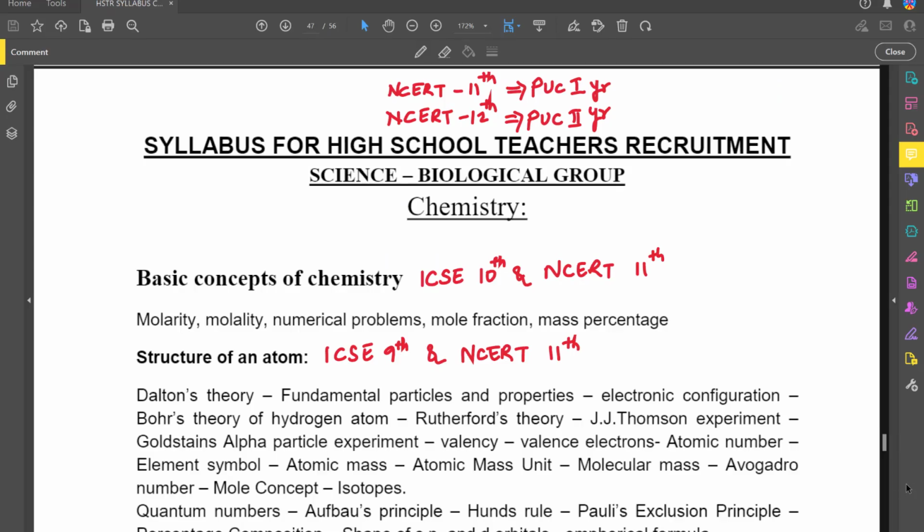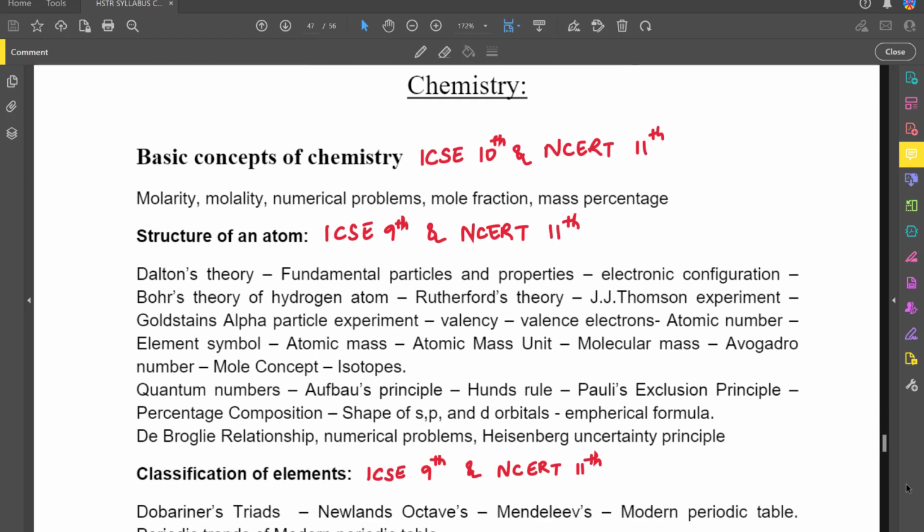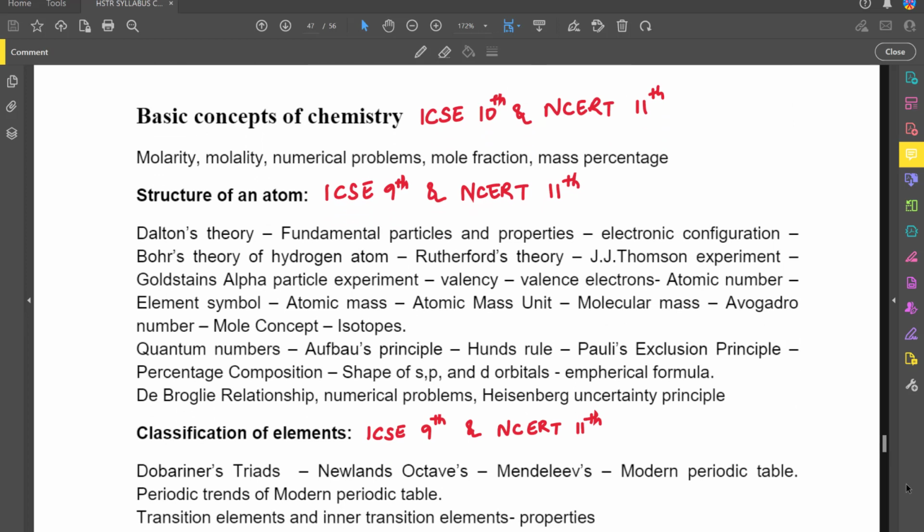Now here, as I already told you, wherever I have written NCERT 11th, it means that I am talking about the PUC first year book. Wherever I have written NCERT 12th, it means I am talking about the PUC second year book. Let us start with the chemistry syllabus first. The first chapter is basic concepts of chemistry. This has molarity, molality, numerical problems, mole fraction and mass percentage. This is to be prepared from either the class 10 ICSE book or the NCERT 11th book, meaning the PUC first year book.